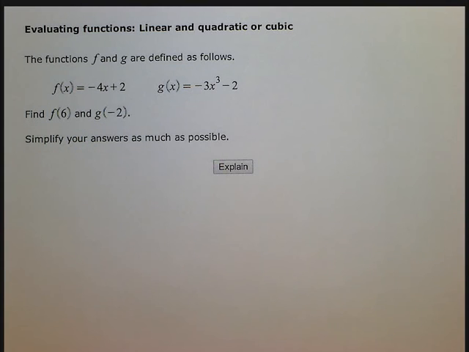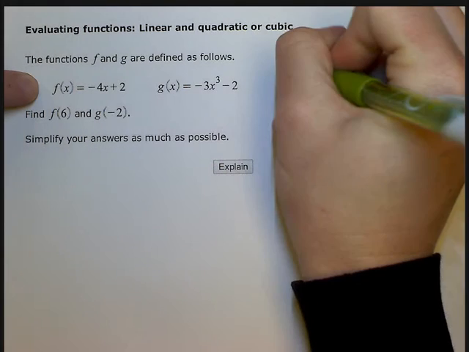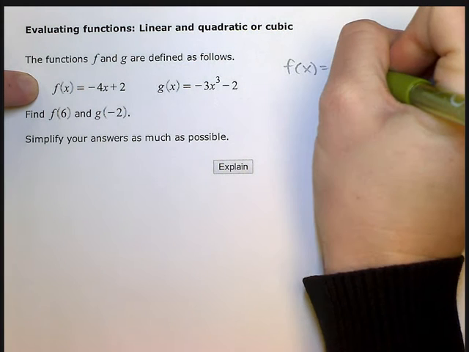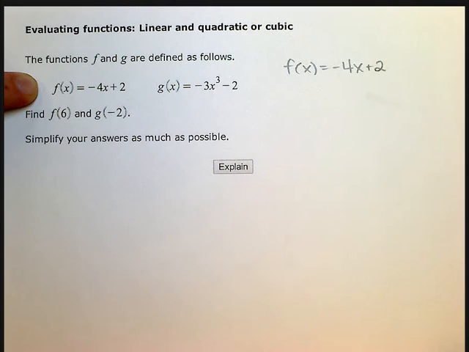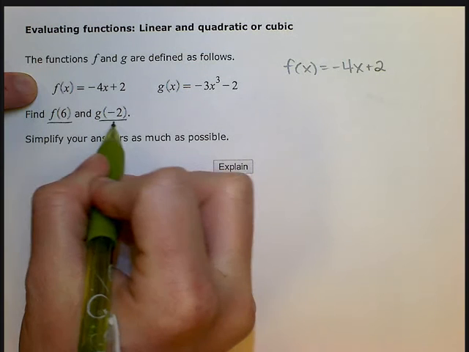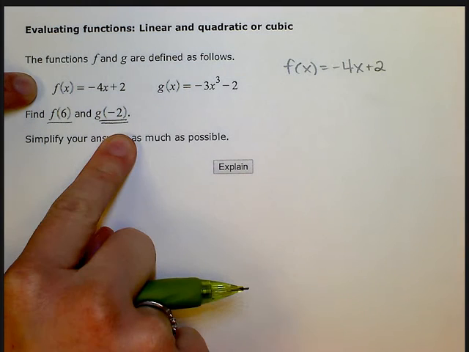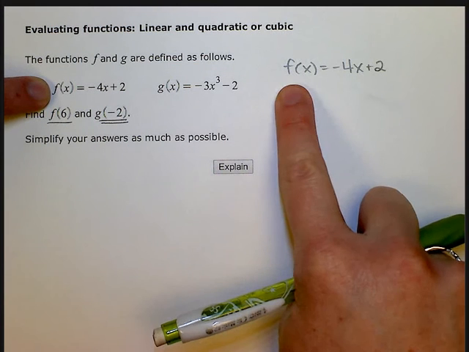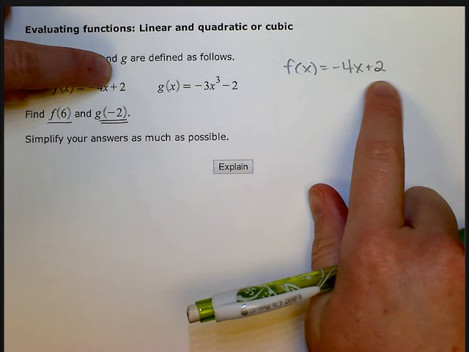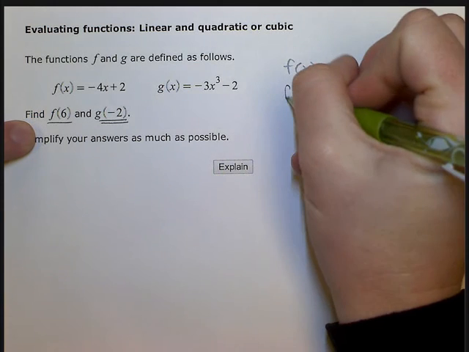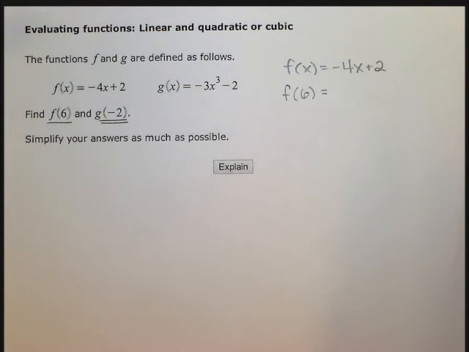Okay, so first of all, I'm going to rewrite these problems over here so we have a little more room to work. Again, this question is asking you for two separate things. So we're going to look at this first one and then we'll look at the second one. So here is the function f of x equals negative 4x plus 2. And they want me to find f of 6. So remember how function notation works.